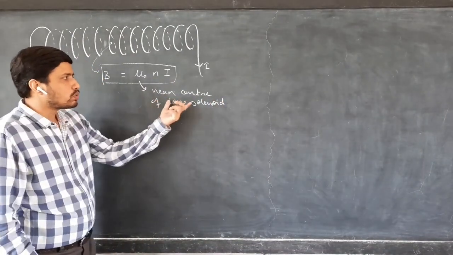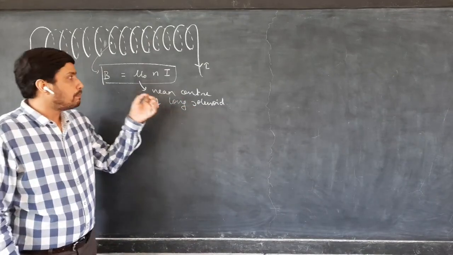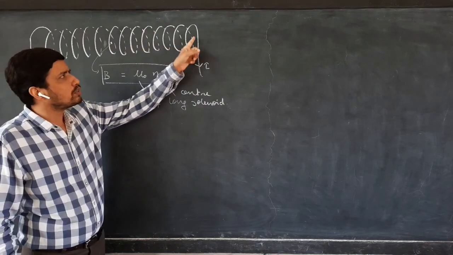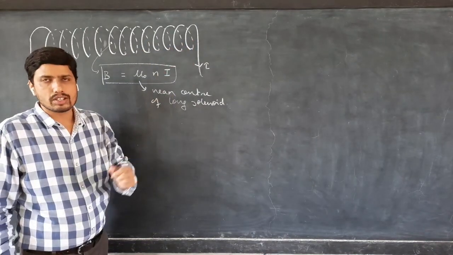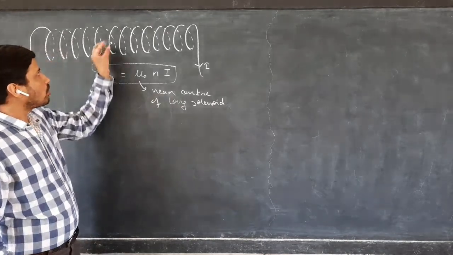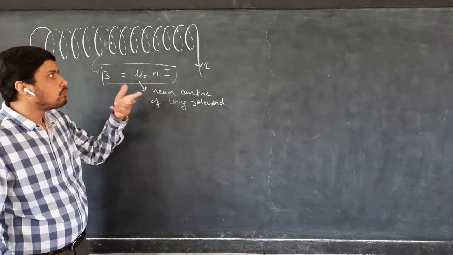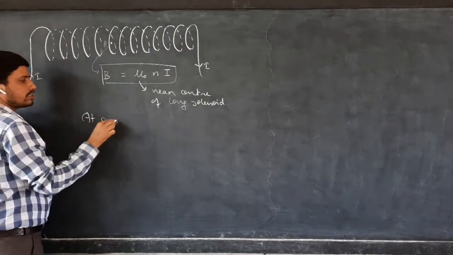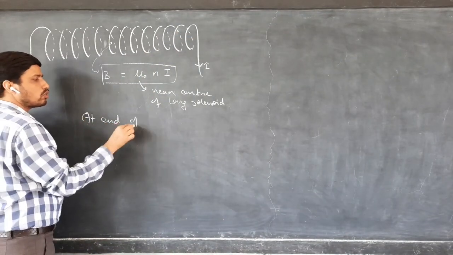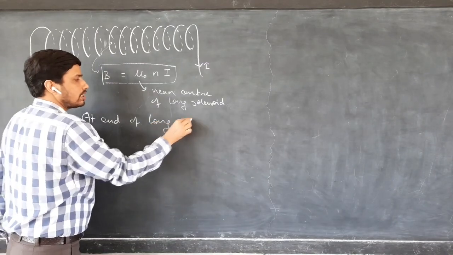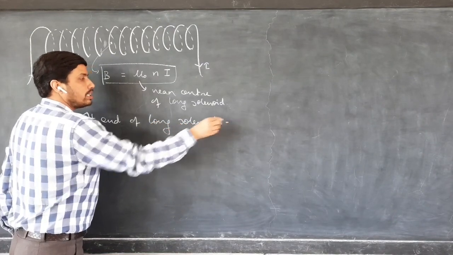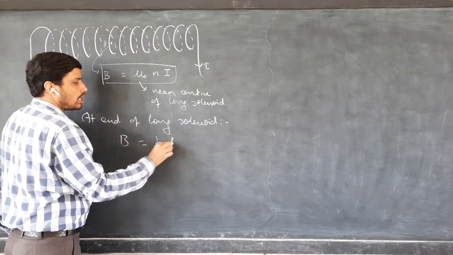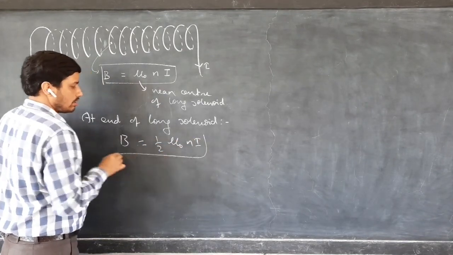When I'm stressing on this particular fact, that means the value of magnetic field as you move away from the center towards the end of the solenoid will change. It is strongest in the middle, it will decrease, but then how much? So at an end of a long solenoid, the value of magnetic field B is half of this value, half mu naught n I.